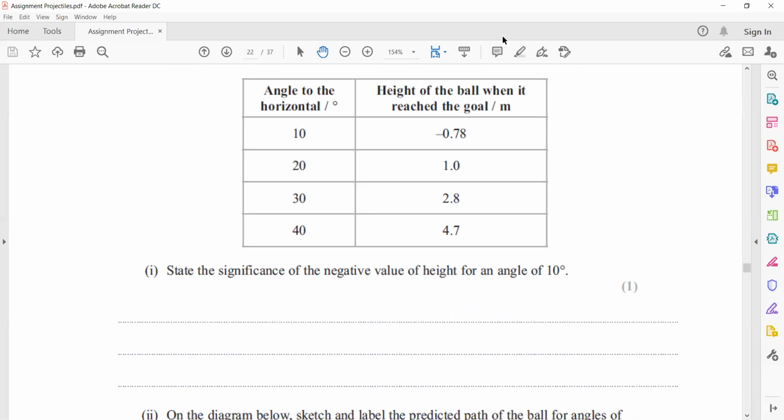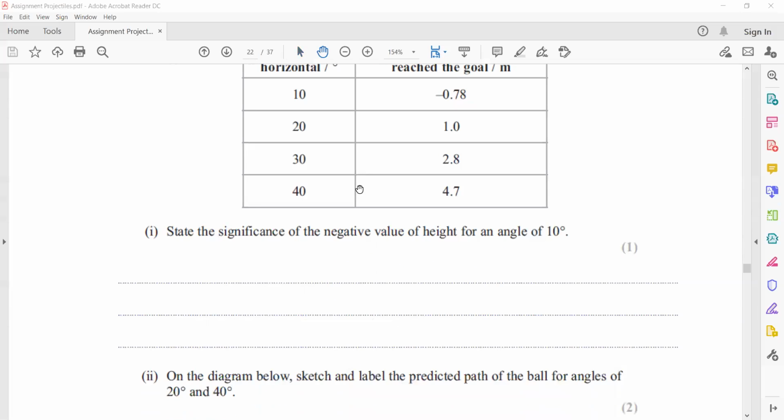Negative height is only representing that, like minus 0.78 meters. What it shows is that if you launch a projectile, when it reaches that position, it will be 0.78 meters below the launching point. Is it clear? This part.